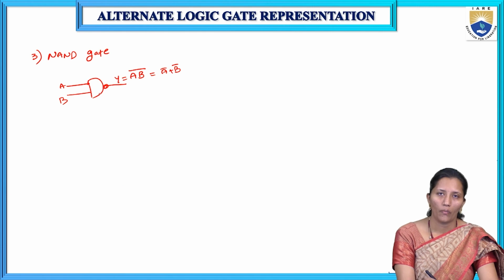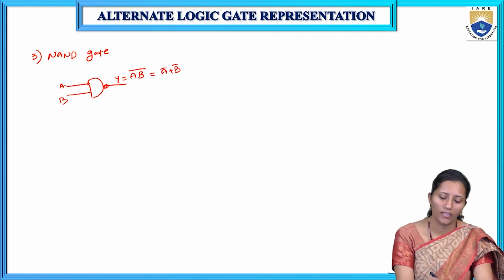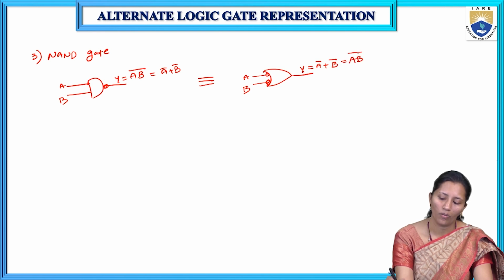What we discussed earlier: if we have an AND gate, in the equivalent circuit draw an OR gate. If we have a bubble at the output side, we don't keep the bubble at the output; the bubbles go to the input side. So A, B, Y: if A is given to the bubble, it means A bar plus B bar. That is nothing but (AB) whole bar.